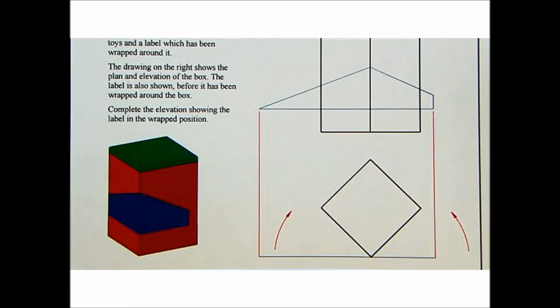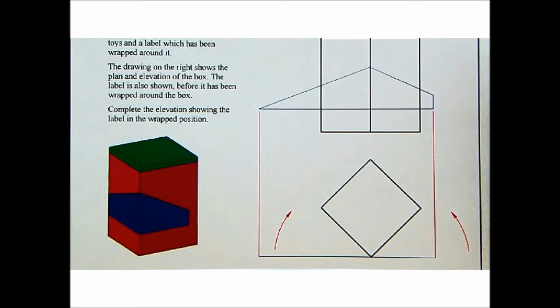This question is from the 2013 ordinary level paper and is question A-3, so one of our short questions. A 3D graphic below shows a box for toys and a label which has been wrapped around it. The drawing on the right shows plan and elevation of the box. The label is also shown before it has been wrapped around the box. Complete the elevation showing the label in the wrap position.